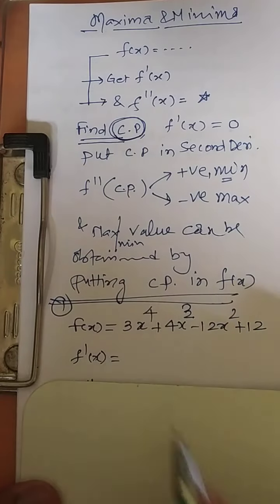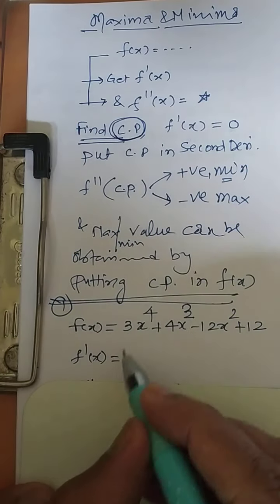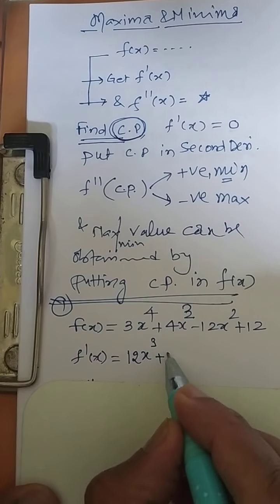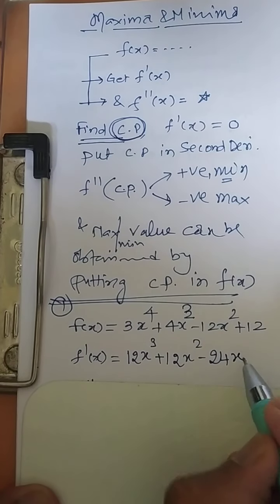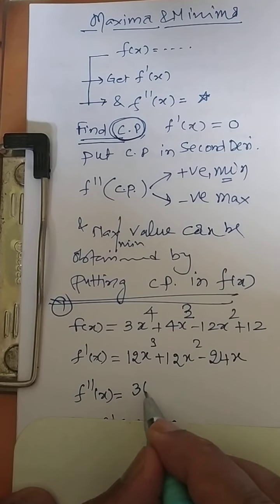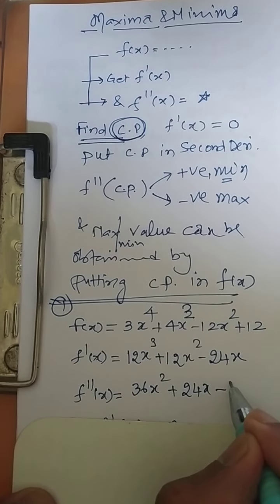Now first step, get the differential. As per this rule, get f dash of x and f double dash of x. So it will be 12x cube plus 12x square minus 24x. That is the first derivative. Second derivative, if you are asking me, it will be 36x square plus 24x minus 24.